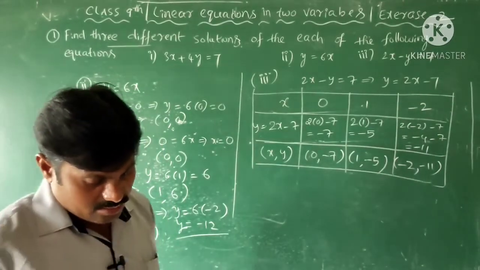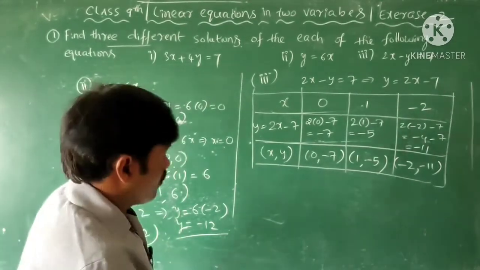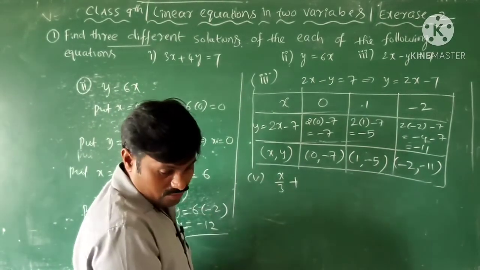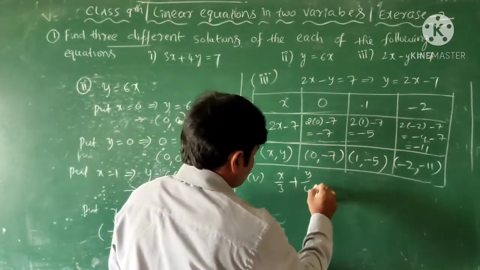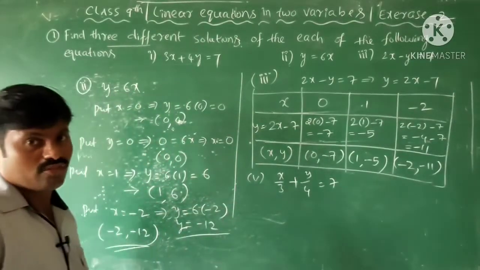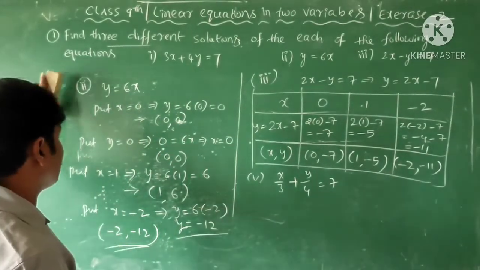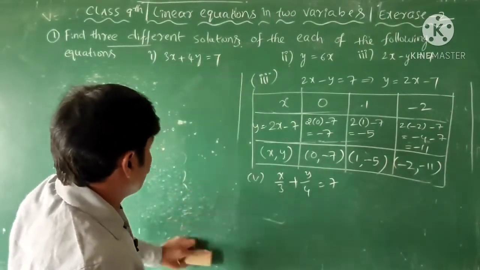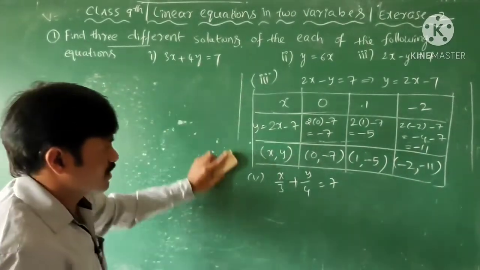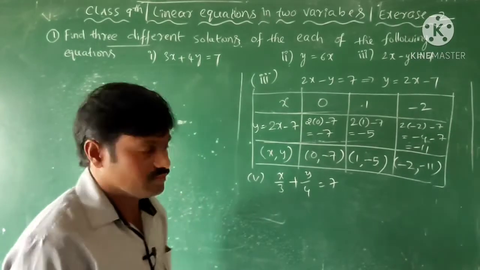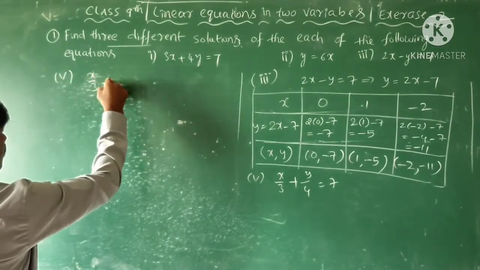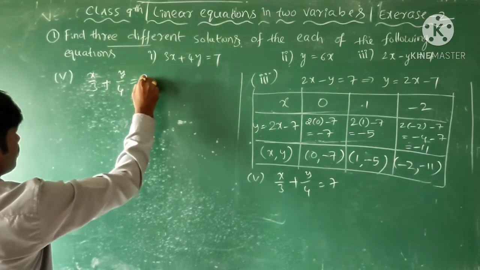Now here in our textbook they have given one more problem, that is the fifth problem. See, x by 3 plus y by 4 is equal to 7. So how to solve it? For this, don't try to write it in the form ax plus by plus c is equal to 0. So the fifth question is x by 3 plus y by 4 is equal to 7.